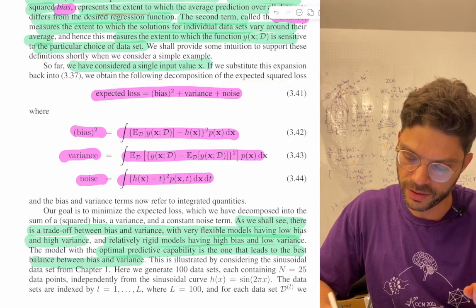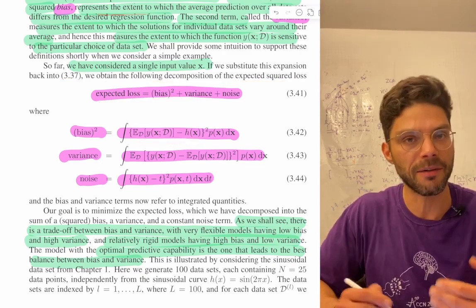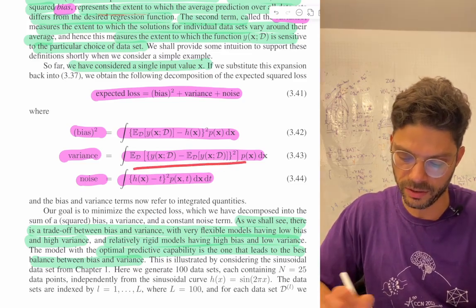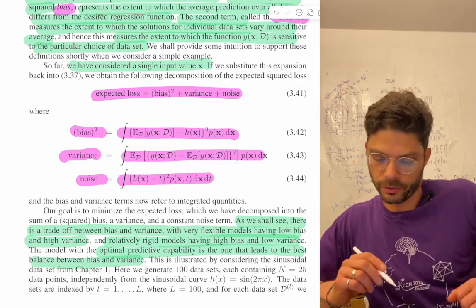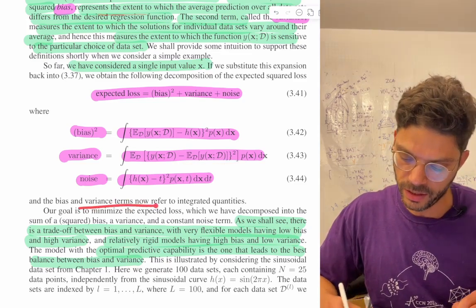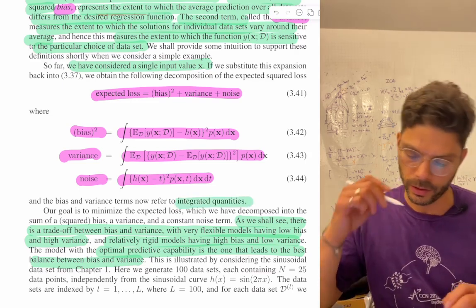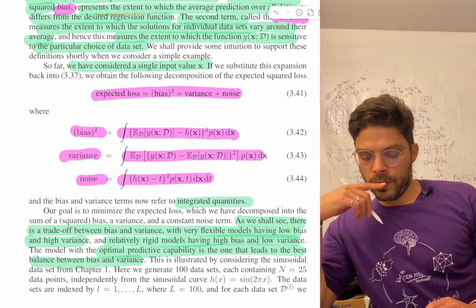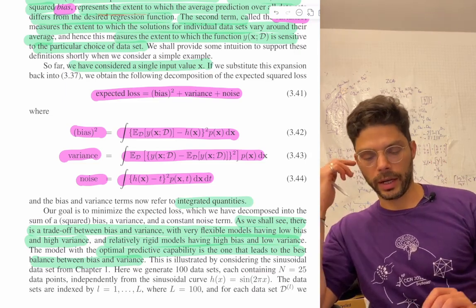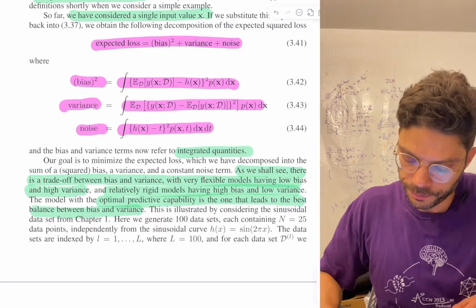And for the bias squared, notice now we've got the bias at each point being averaged across all the data. The variance, the same thing, and the noise is what it was before. And the bias and variance now refer to integrated quantities. So let's highlight that. Okay, good. Cool. Okay, so a lot of stuff going on here.